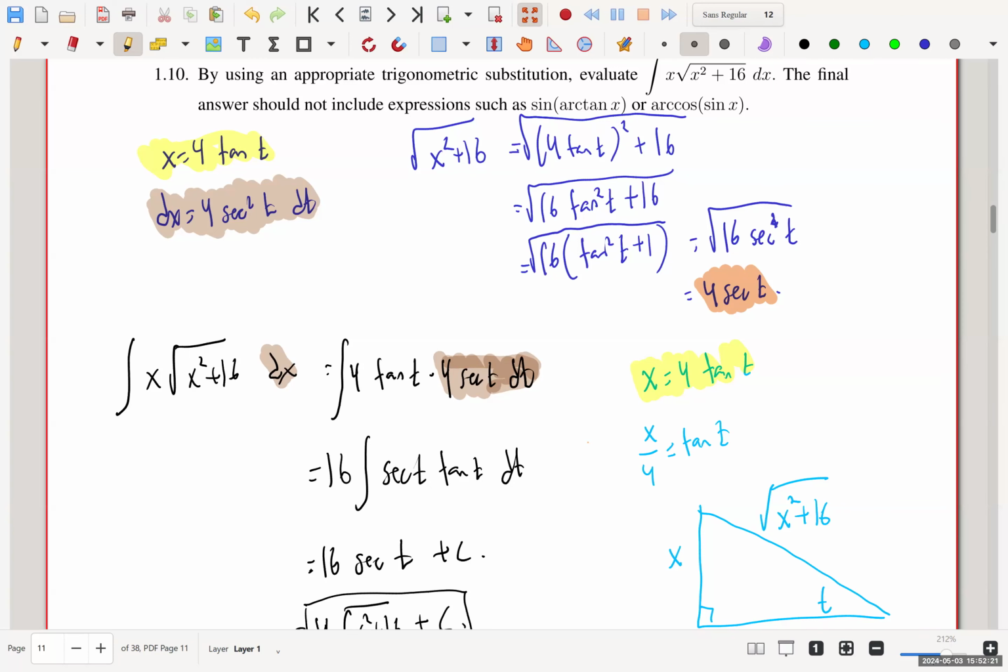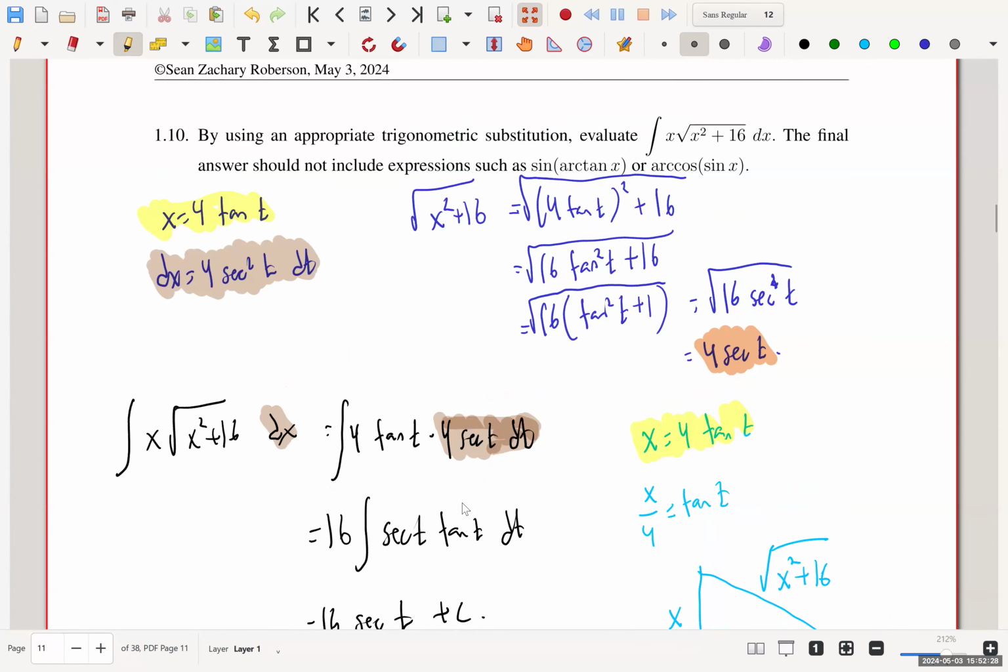Okay, for those watching the recording back, you can probably fast forward through this. Yeah, let's kind of reconstruct this. So x is 4 tangent t. That's in yellow. Then dx is 4 secant squared t dt. And then the square root would give me another 4 secant. Okay, yeah, there we go.